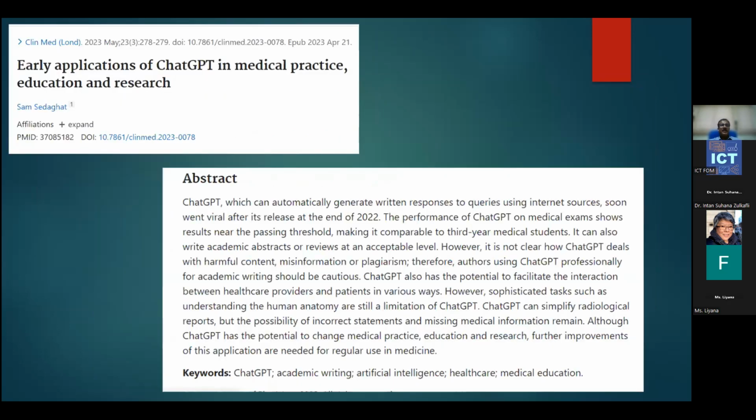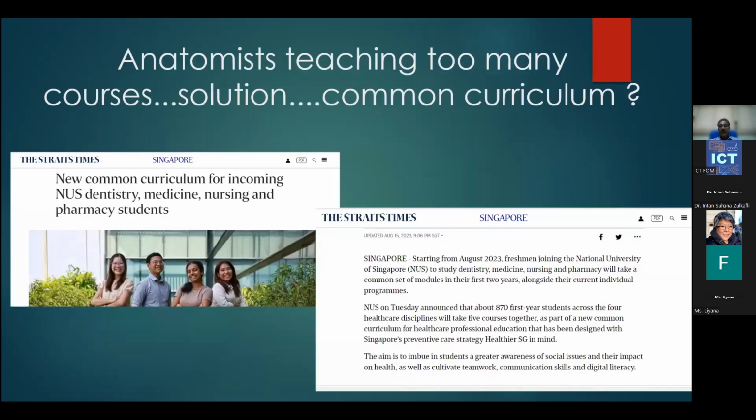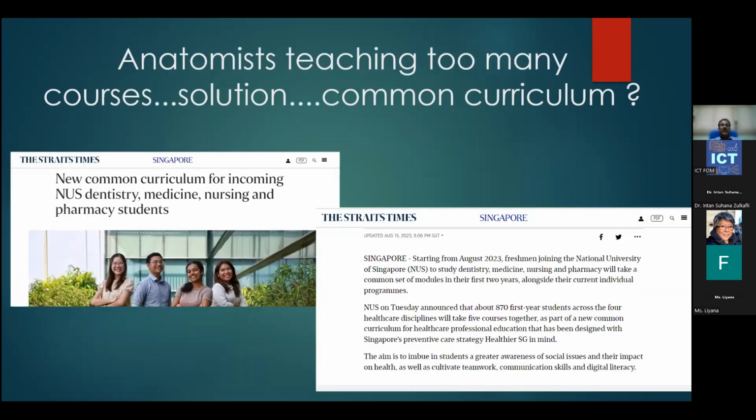Then you have early application of ChatGPT in medical practice as well, including education and research, all are coming. So we are in the era where we hear about artificial intelligence a lot, and versus human intelligence as well. Now, all this is coming. Now, another issue we have, especially among teachers of anatomy, is that we're teaching too many courses.